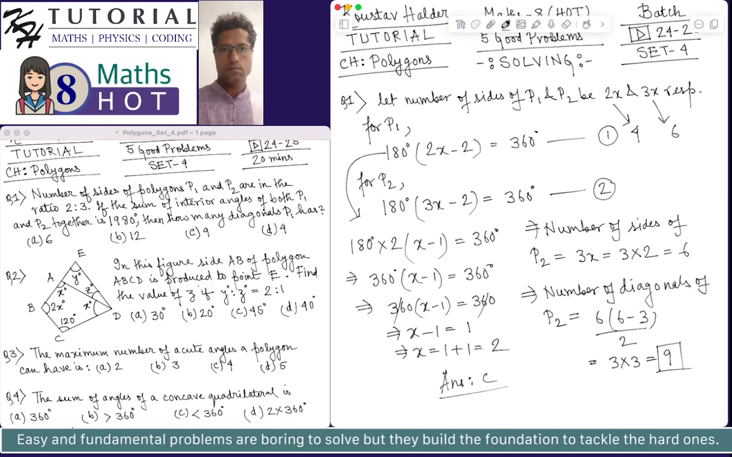But it is strange why the sum of the interior angles of both P1 and P2 taken together is given. It was not necessary to solve the problem. Anyway, so the answer is choice C.